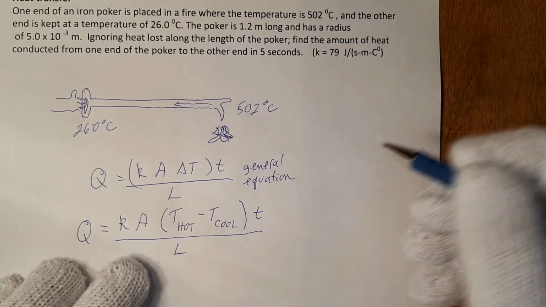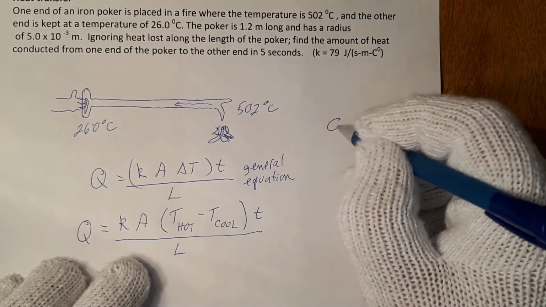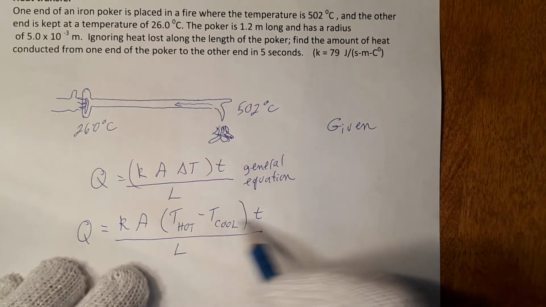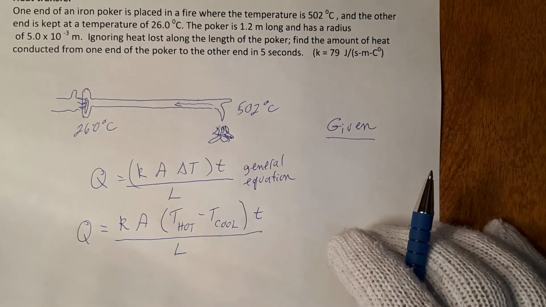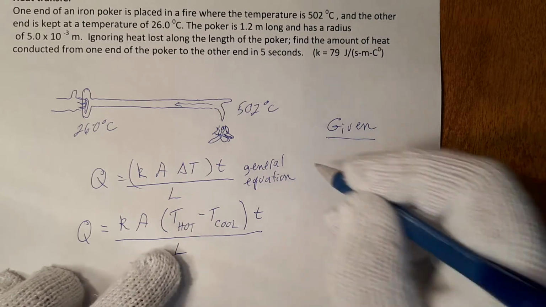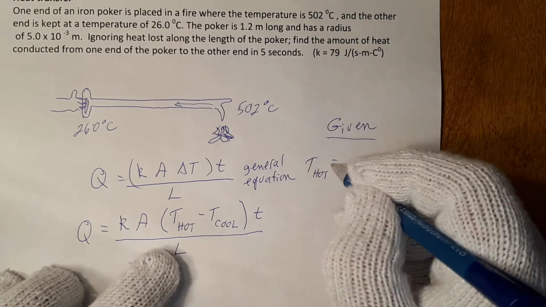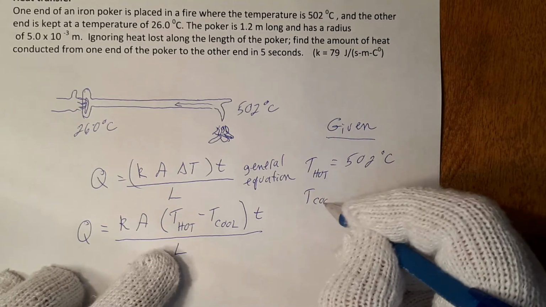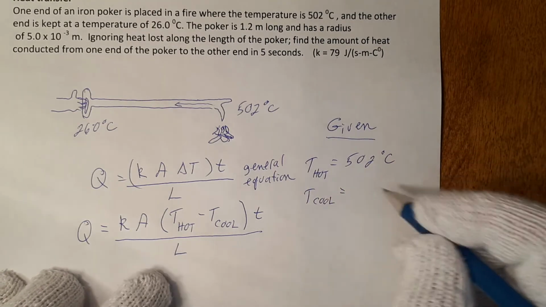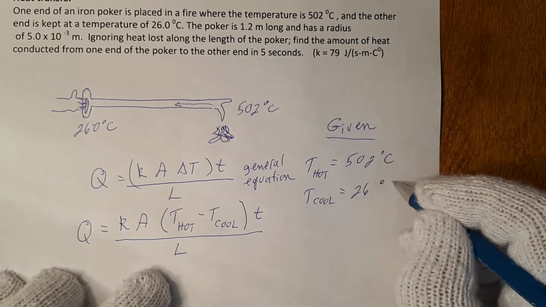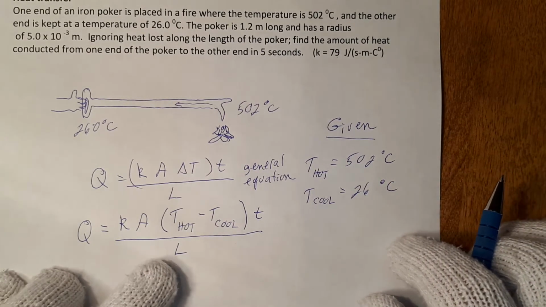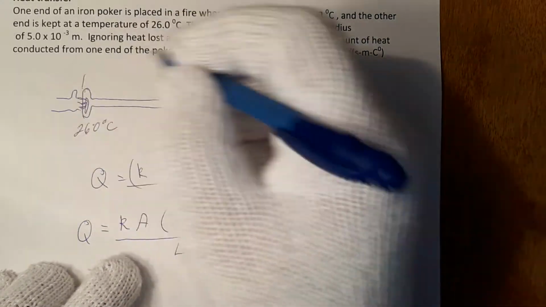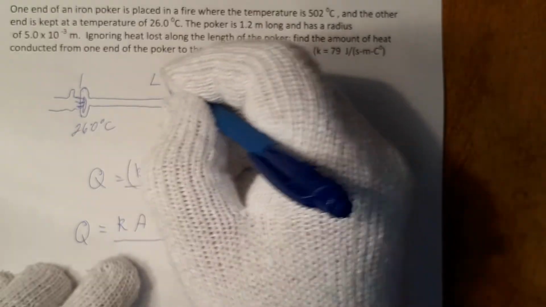Let's make a list of what is given, in terms of the variables. Let's start with temperature hot, is 502 degrees Celsius, and temperature cool is 26 degrees Celsius. We're also given the length of this poker. The length will be here to here.